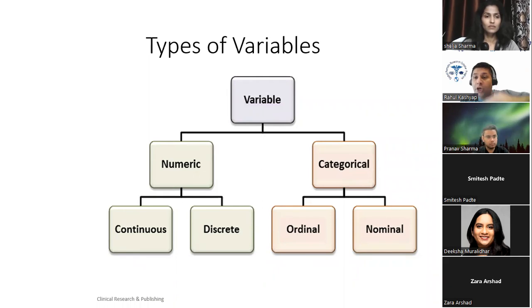Ordinal, when there is an order to it, in a sense. So these three, especially continuous and nominal, will make up 90% of your research databases. You don't have to worry about anything else. 5, 6, 7% of the time you will be using ordinal, especially Likert scale and all. And I'm going to go a little bit in detail.